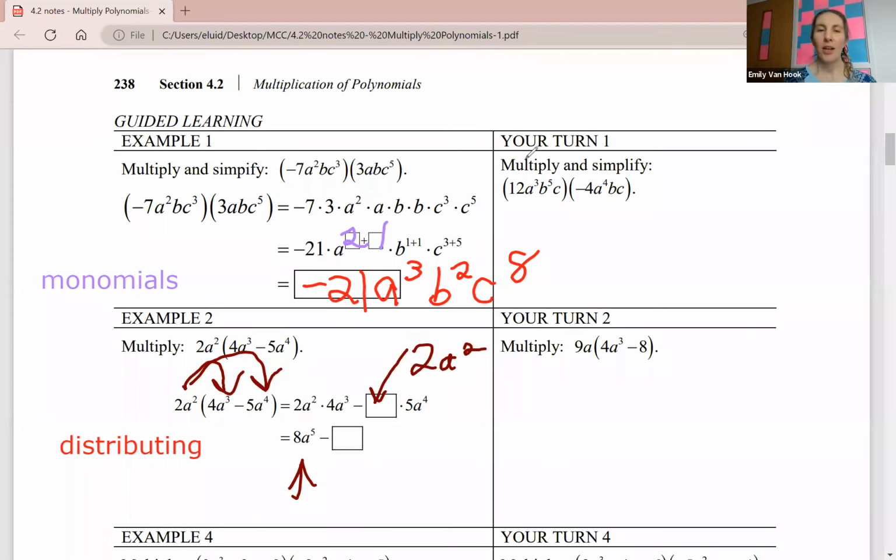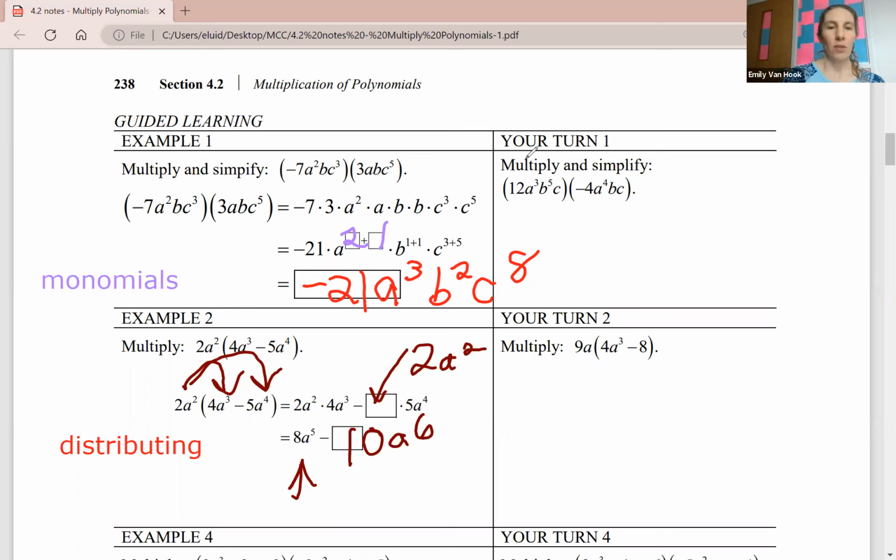Again, I would kind of just skip that middle step and just go straight to the final answer. But if you want to write more detail, that's great. Then we multiply 2a squared times 5a to the fourth. 2 times 5 is 10. And then a squared times a to the fourth. We add the exponents, 2 plus 4, and get 6. So that's going to be 10a to the 6.